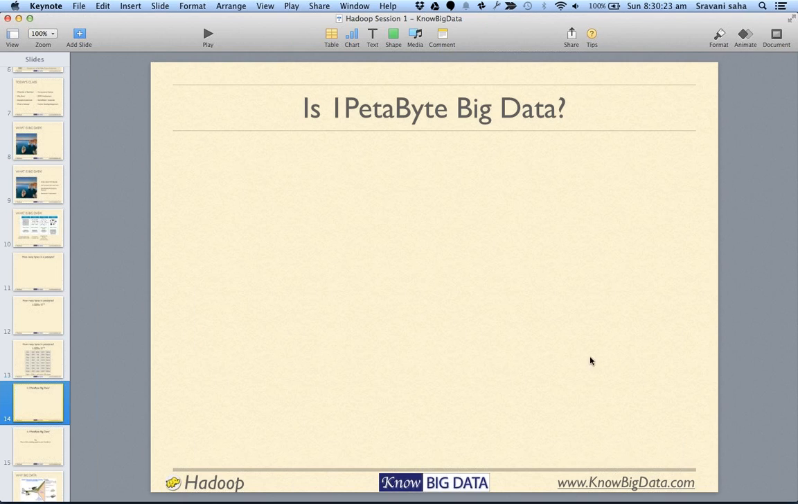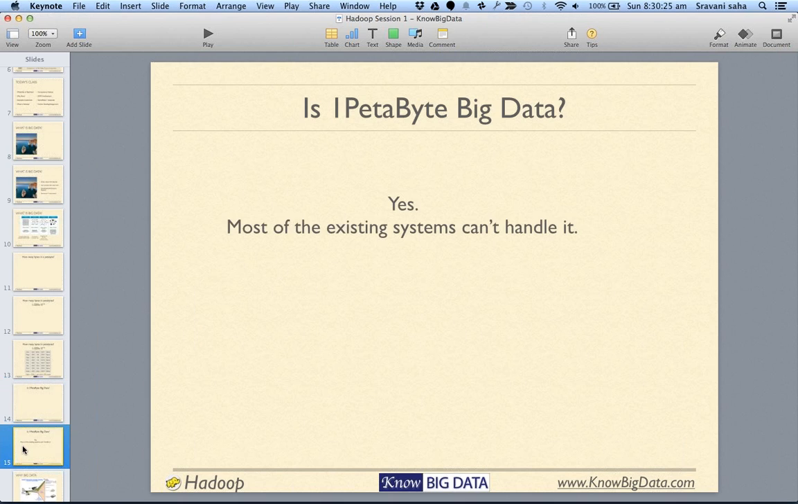All right. So yes, 1 petabyte is big data. Almost all systems cannot store it as well as handle it. And of course, for computation of any kind, even a simple summation or average of some value out of this 1 petabyte of data, it is going to take lots and lots of time for a single system to do anything on this data.